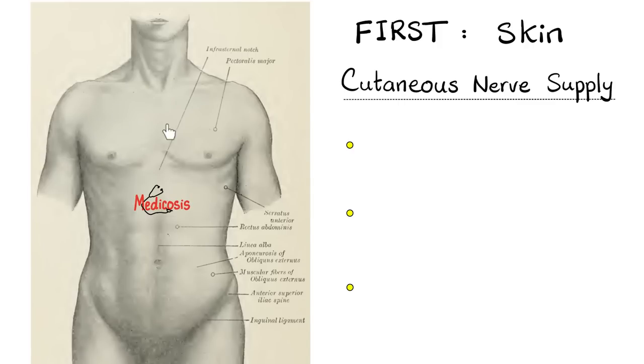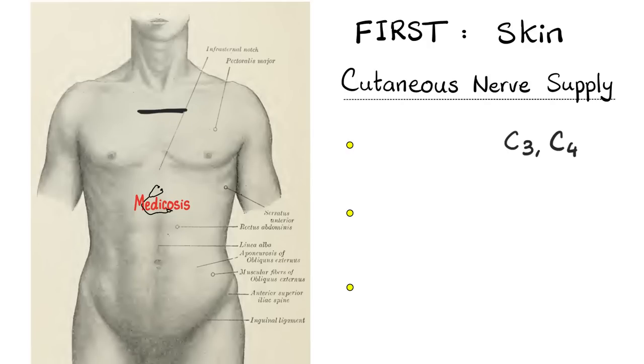This is the skin of the pectoral region. What is the cutaneous nerve supply for that skin? Well, you need to find the sternal angle of Lewis. Okay, this is the sternal angle of Lewis, which is the manubriosternal angle or the manubriosternal junction. The skin above this manubriosternal junction or sternal angle is supplied by supraclavicular nerves, the root value of which is C3 and C4.